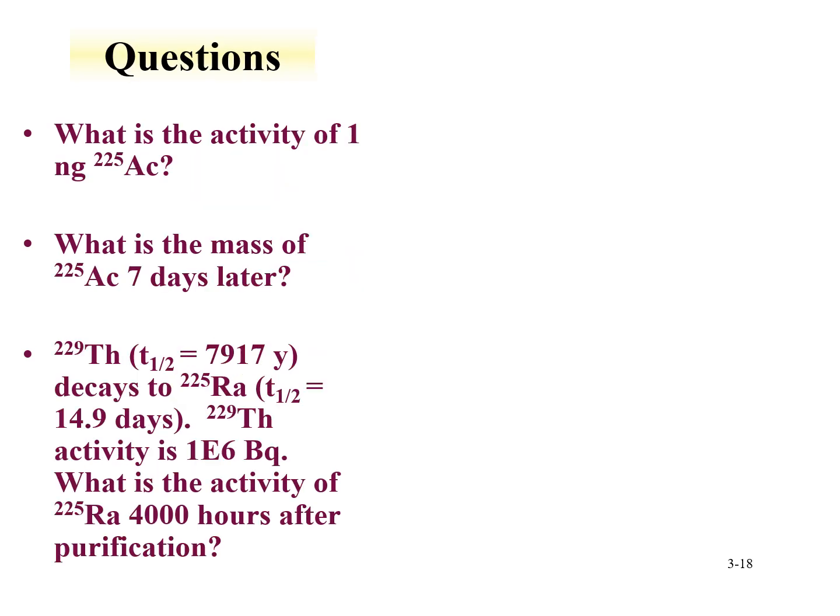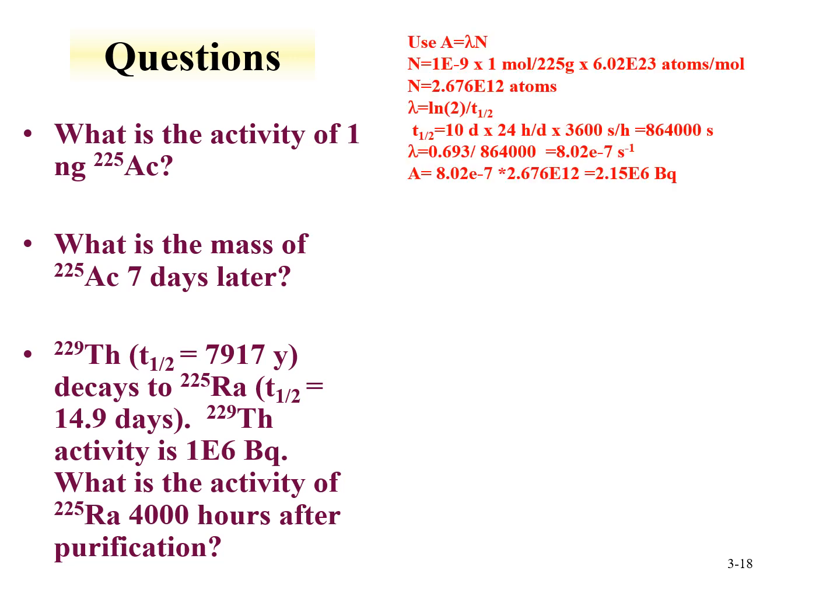Some other questions you should be able to answer. What's the activity of a nanogram of a certain isotope, in this case actinium-225? The main equation to use is activity equals lambda N. So now we need to solve for N for 1 nanogram of actinium-225. We can evaluate that number.